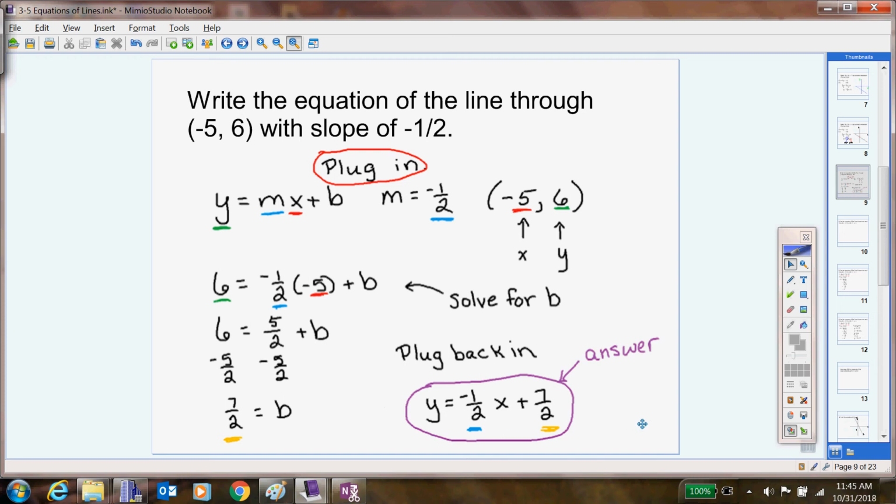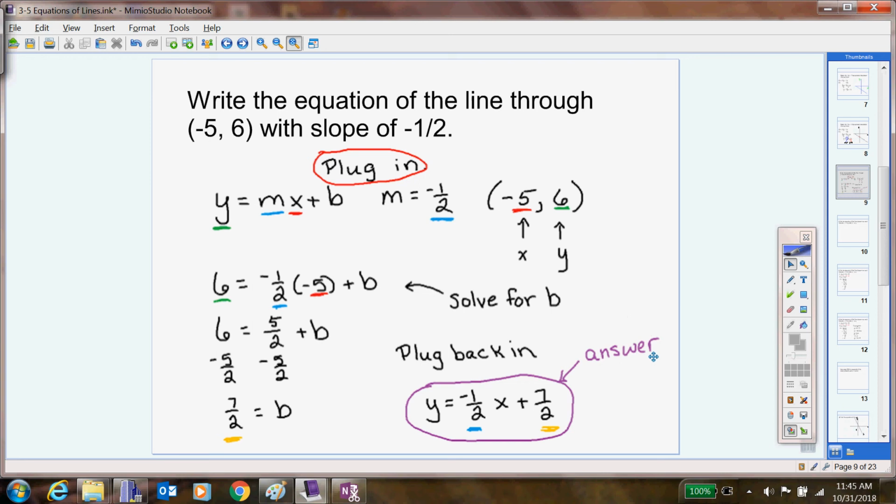We could, if we wanted to, graph it. But once again, we've got some halves involved here, so it's a little bit harder to graph. We could. And you should have an idea of what you're doing with it, with the down 1 over 2. But writing the equation goes through this process.